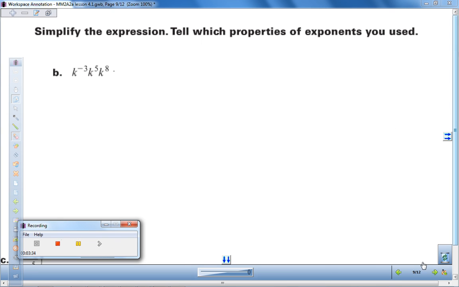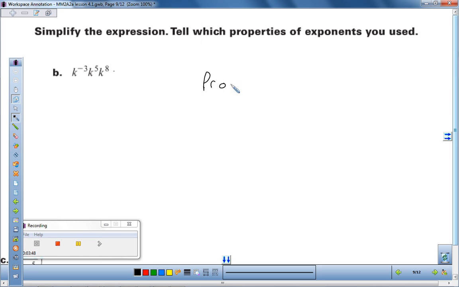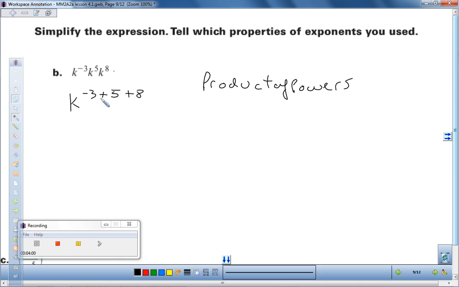Alright, we're going to simplify this one too. Now here we're just going to end up multiplying all this together. And the way we're going to do that is use the product of powers. So they all have the same base. It's going to be negative 3 plus 5 plus 8. So negative 3 plus 5 is going to give us 2. So we end up with k, 2 plus that, so we end up with k to the 10th.